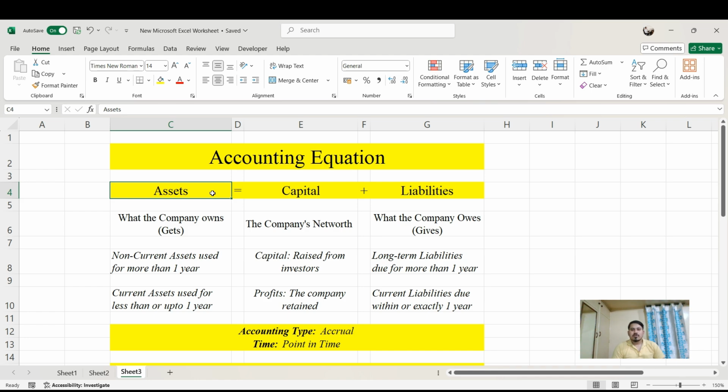Liabilities have two classifications: long-term liabilities and short-term liabilities, which we also call current liabilities. Long-term liabilities are those due for more than 1 year, and current liabilities are due within 1 year.